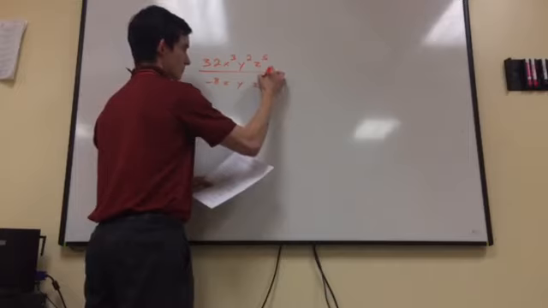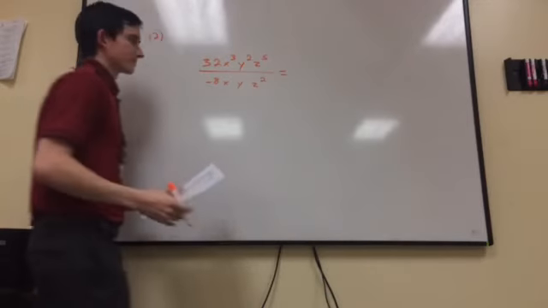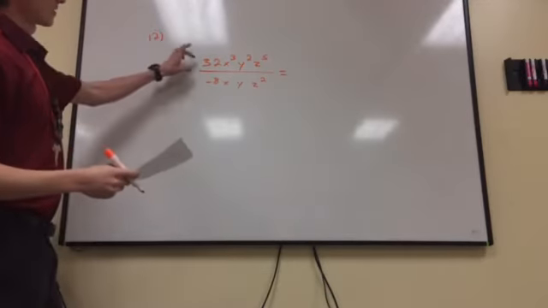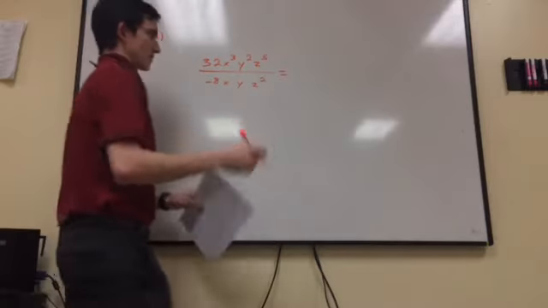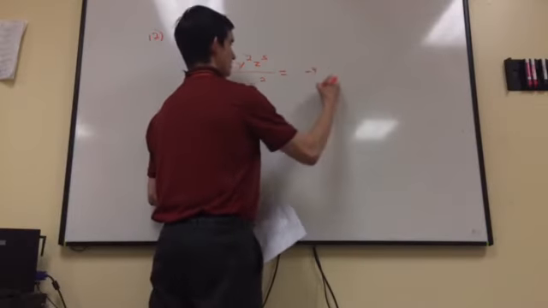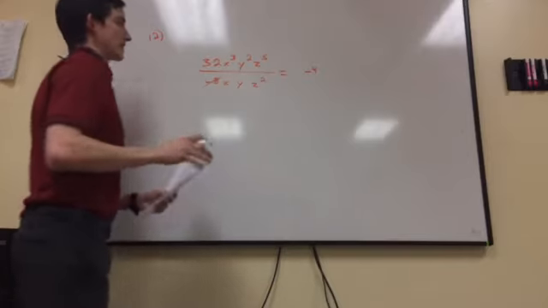Okay, so here's number 12. Start off with 32 divided by negative 8, just the regular numbers. 32 divided by negative 8 is negative 4. Done with those. Makes it a lot easier to look at.